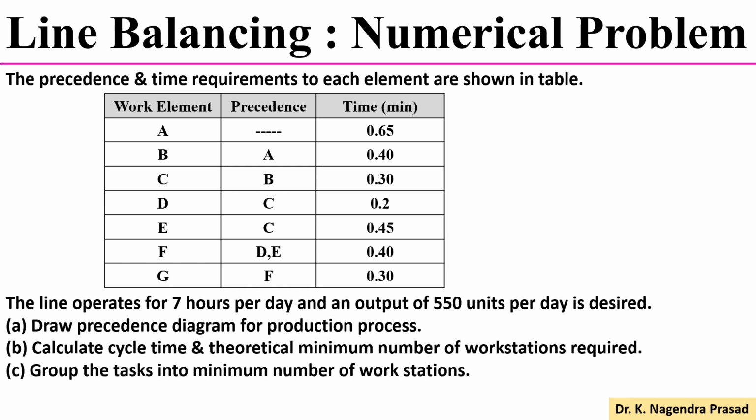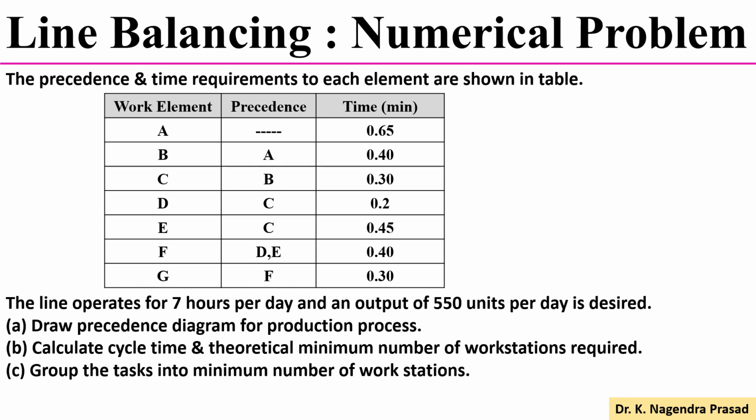In the present video, we will discuss the line balancing problem. Let's see the problem. The precedence and time requirements for each element are shown in the table. So in the table, the various elements and their precedence elements are given along with the processing time. The line operates for 7 hours per day and an output of 550 units per day is desired.